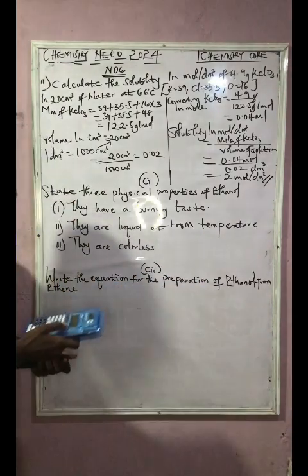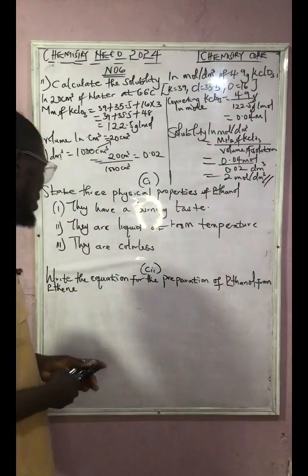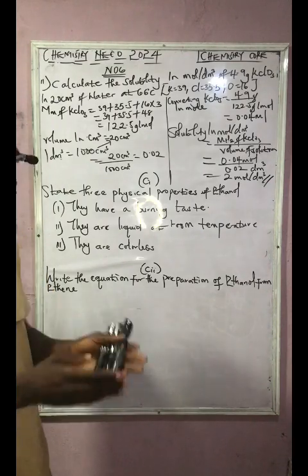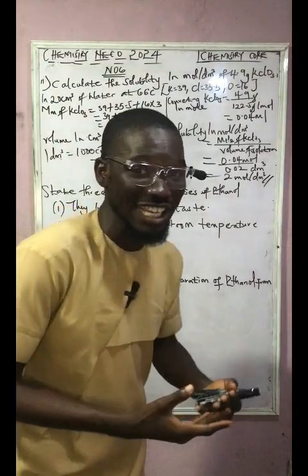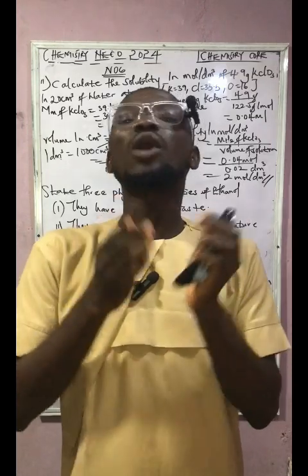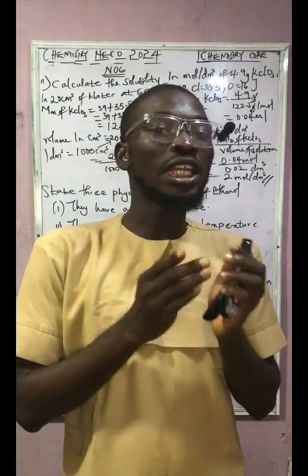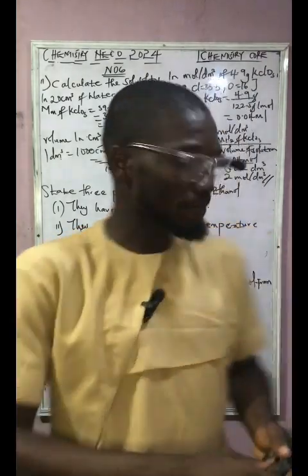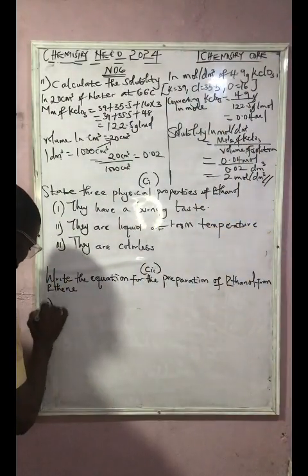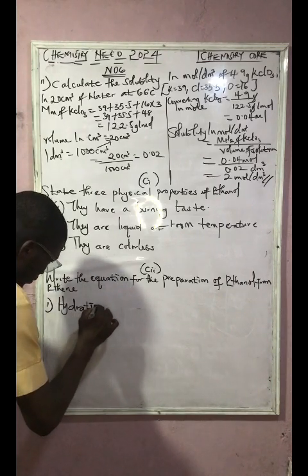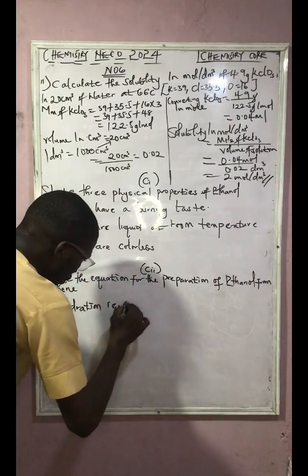So the last one is write the equation for the preparation of ethanol from ethene. Now, this is when I talk about the mechanism under organic chemistry. But now we'll take a look at the mechanism of alkene. And we are not using alkene alone, we are using the first member of alkene, which is ethene. So the first one, I will say I have hydration reaction.